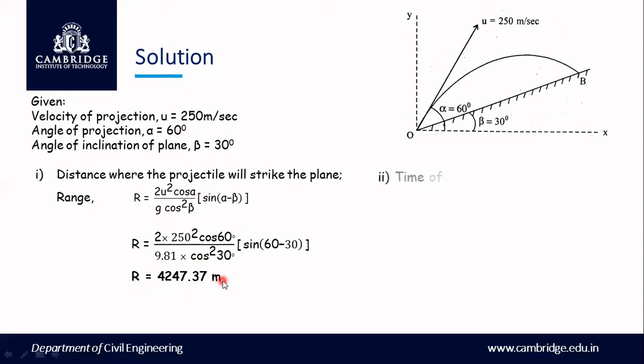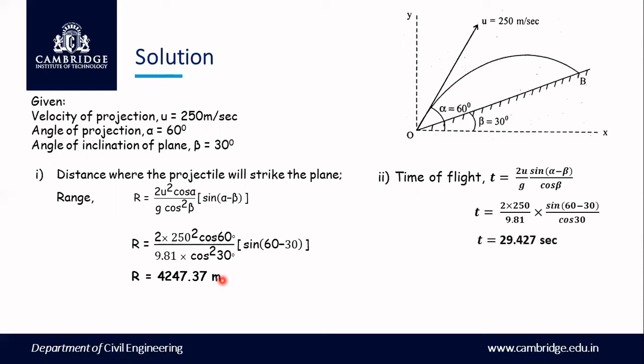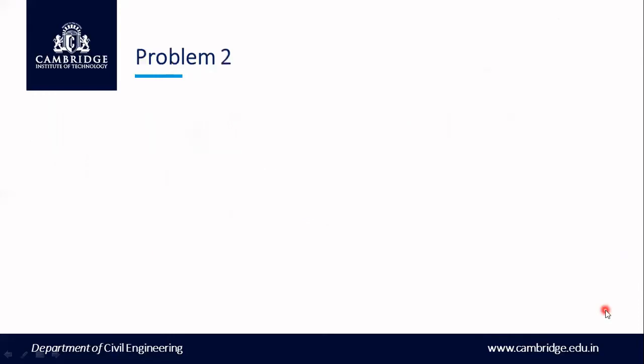Okay. Then if you want to find the time of flight, you know the equation t is equal to 2u by g into sine of alpha minus beta divided by cos beta. Okay. So substitute all the values of u, alpha, beta and g. This is substitution, and you get t is equal to 29.427 seconds. So whatever they have asked, we have found out. So range is found out and the time of flight is also found out. Remember that range is nothing but from O to B. They did not ask anything horizontal and vertical. You have directly found out O to B. Okay. So we are done with this problem.